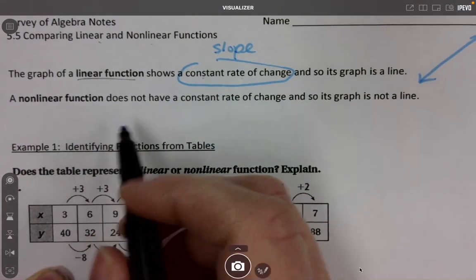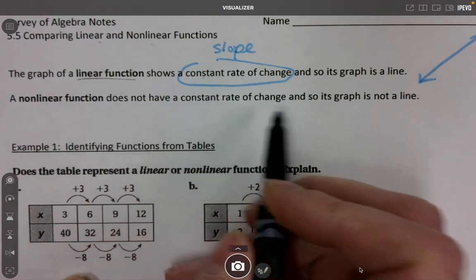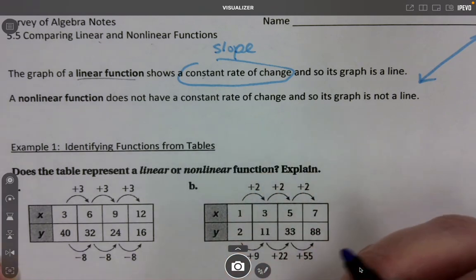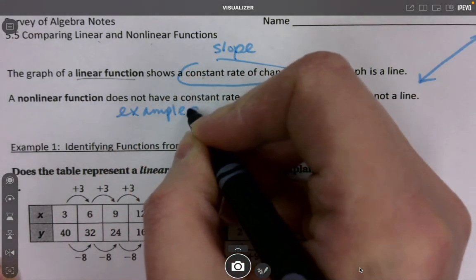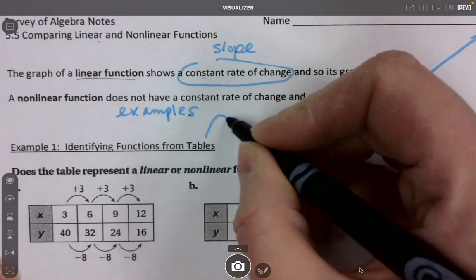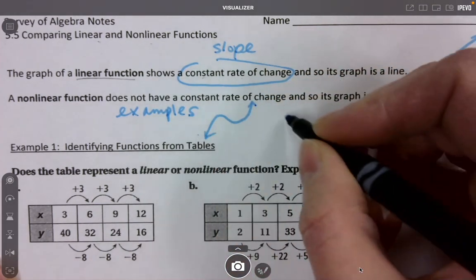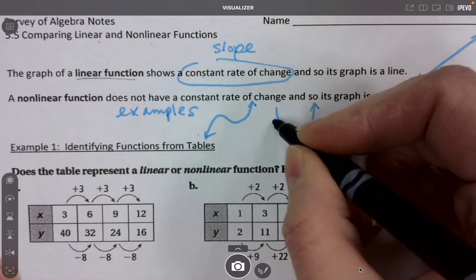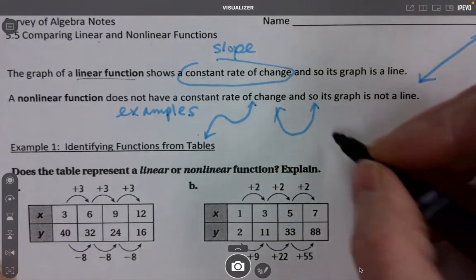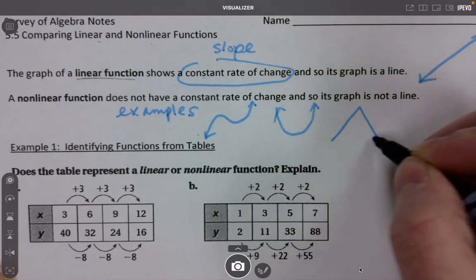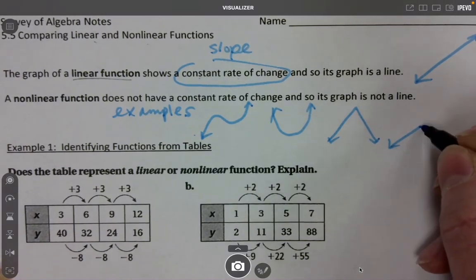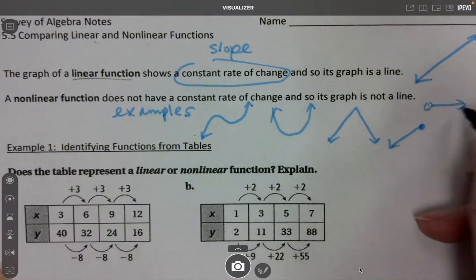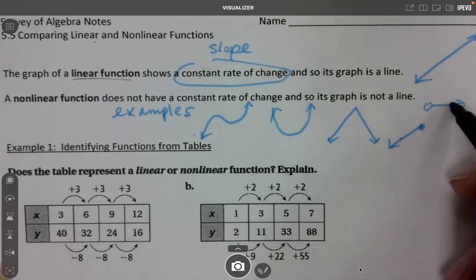A nonlinear function does not have a constant rate of change, and its graph is not a line. So examples of these graphs, we could have some kind of curve. Hopefully you did some kind of warm-up that showed you a curve graph. We could have something weird like this where it's kind of pointy in the middle and it looks like two lines, or even like this, where we have a line and then it jumps and we have a different line. And this is two different lines, right?